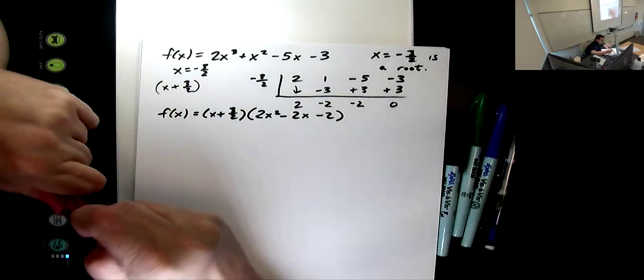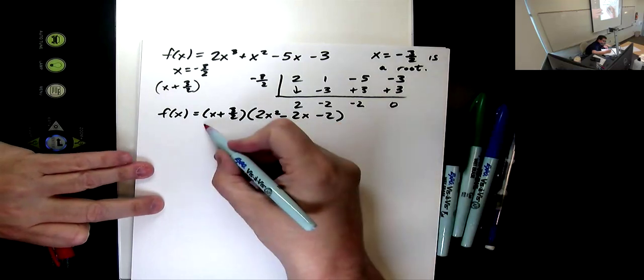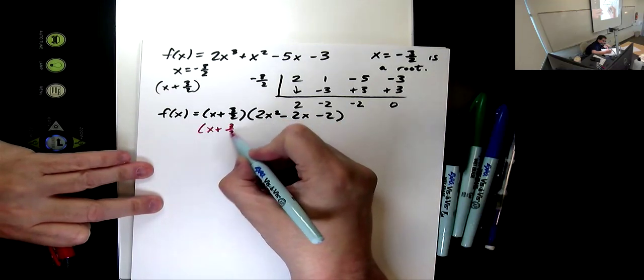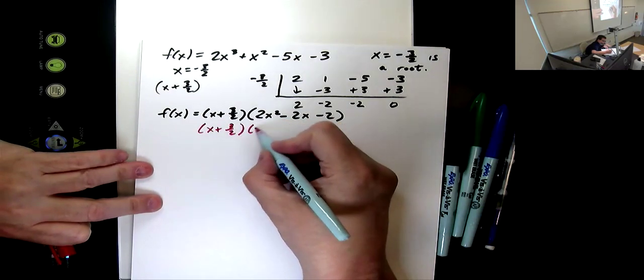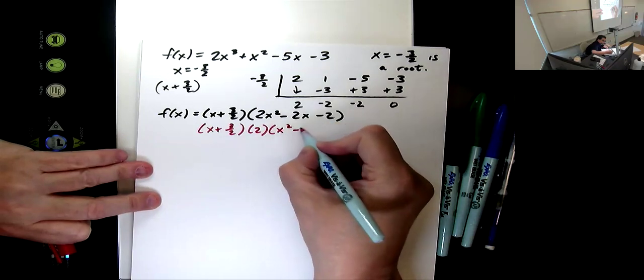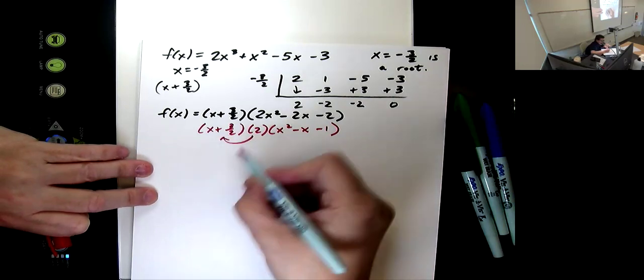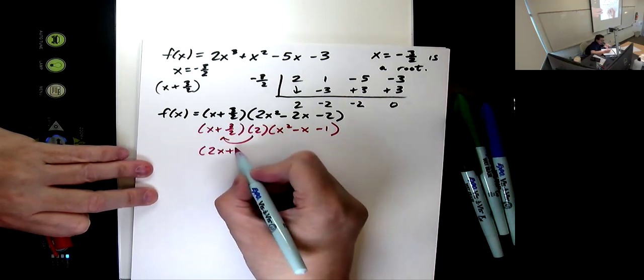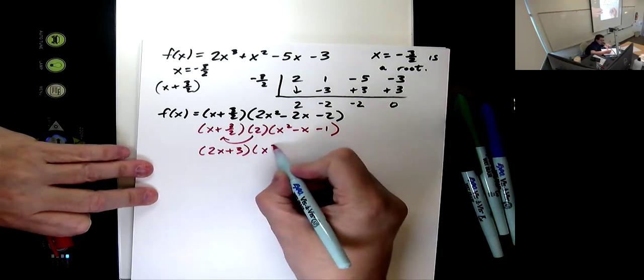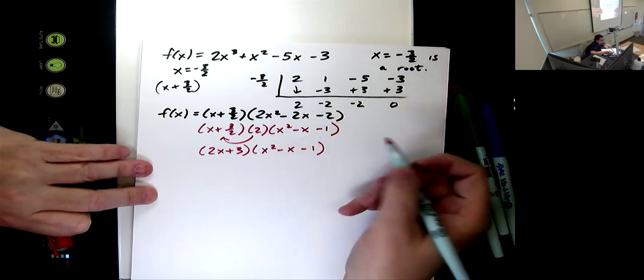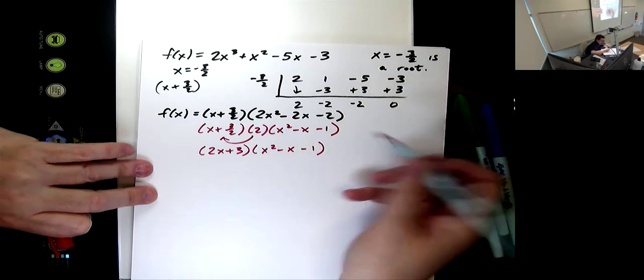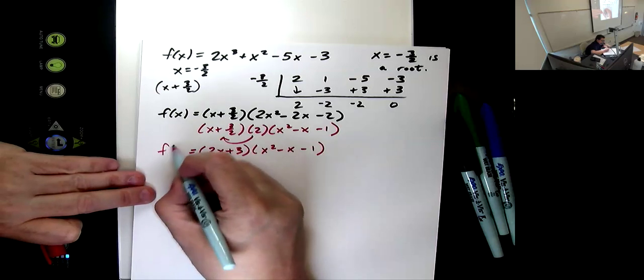But notice if I factor out a 2 here, I can make this a little bit nicer, prettier looking. If I factor out a 2, this is x squared minus x minus 1. And I can multiply the 2 in here and I have 2x plus 3 times x squared minus x minus 1. Oh, that's deep. That's deep.